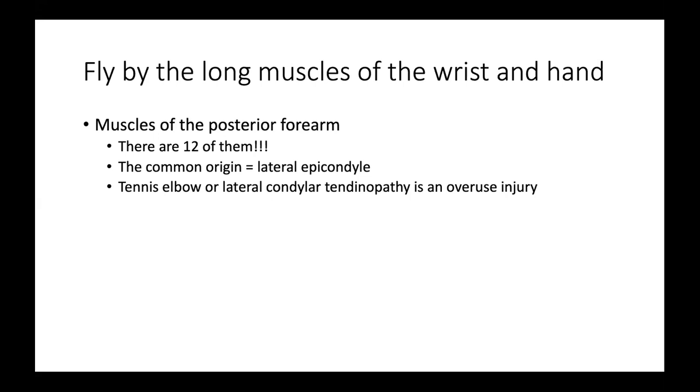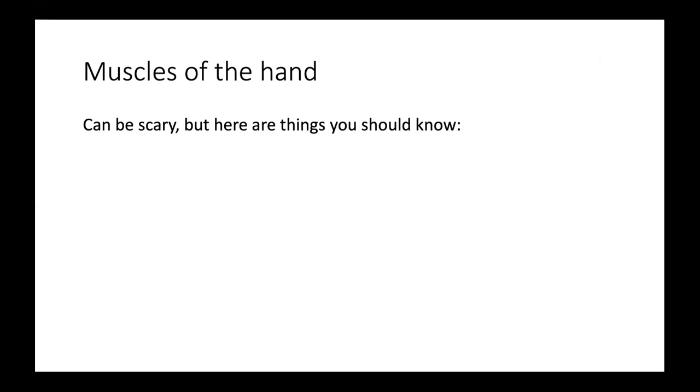So, let's move on to muscles of the hand. Can be a little bit scary, but here are the things that you should know. This is from most important to least important. Know your thenar muscles. There are 3 of them. Anyone want to give them to me? That's okay. So there's abductor pollicis brevis, flexor pollicis brevis, as well as opponens pollicis.